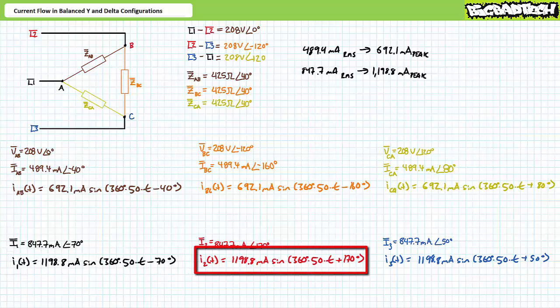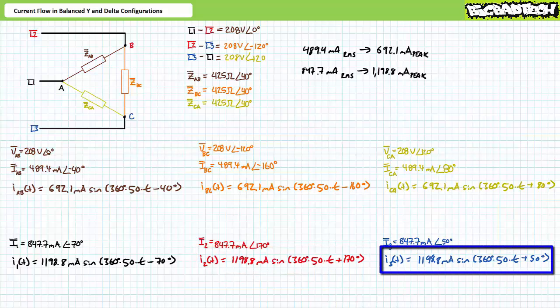I2 as a function of time can be written as 1198.4 milliamperes times the sine of 360 times 50 times time plus a phase shift of 170 degrees. And finally, I3 as a function of time can be written as 1198.4 milliamperes times the sine of 360 times 50 times time plus a phase shift of 50 degrees.